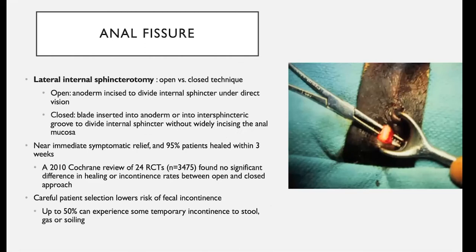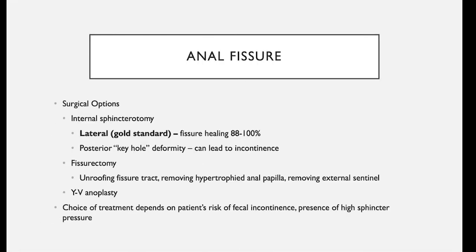Surgical options for anal fissures include a lateral internal sphincterotomy, which is really the gold standard of treatment at this time, mostly what I've seen. It's done in the lateral position because you don't want to do a posterior sphincterotomy, which creates a keyhole deformity and has a higher rate of post-operative incontinence.